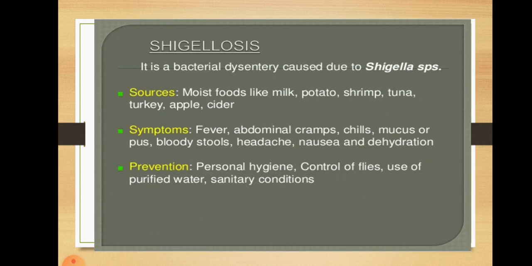Shigellosis is a bacterial dysentery caused by Shigella species. Source is most foods like milk, potatoes, shrimps, tuna, turkey, apple and cider. Symptoms are again fever, abdominal cramps, chills, mucus and pus, bloody stools, headache, nausea and dehydration. Prevention is personal hygiene, control of flies, use of purified water and sanitary conditions.